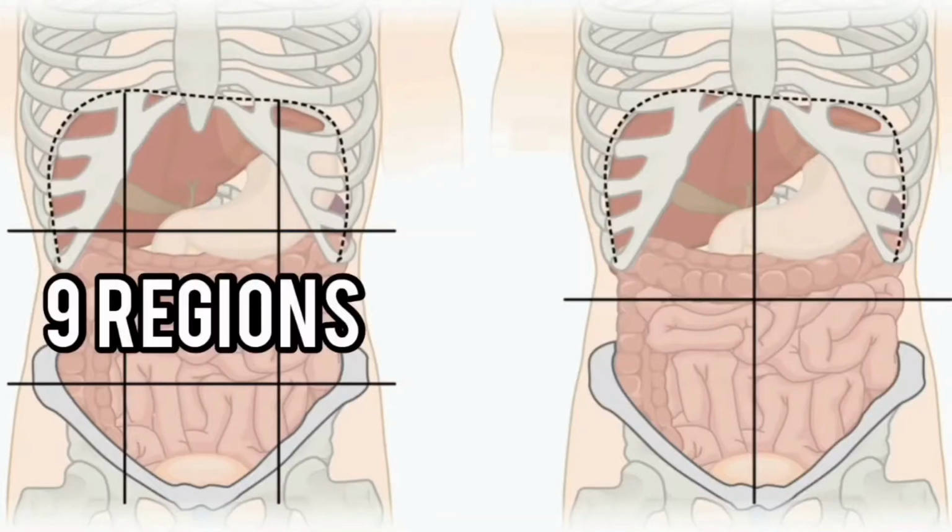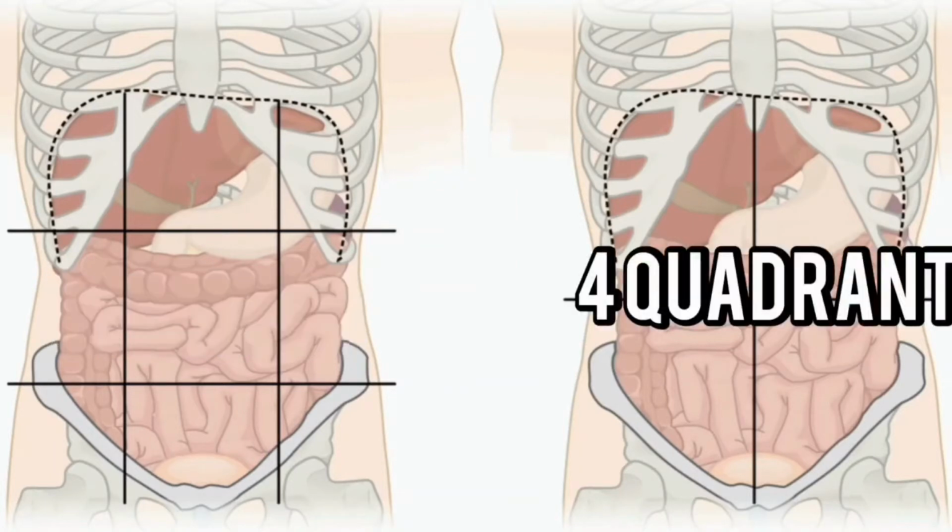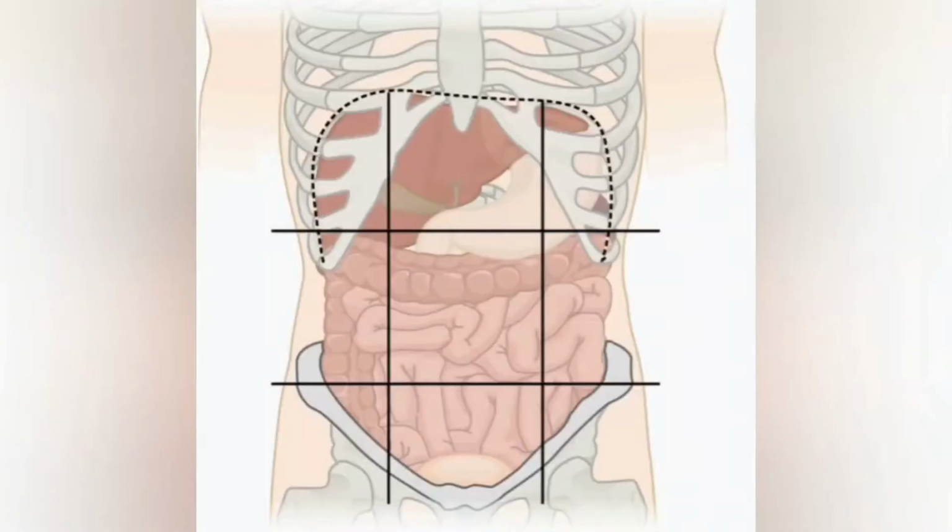I will explain about abdominopelvic regions. First, we have 9 regions and 4 quadrants. We have right hypochondriac, epigastric, left hypochondriac, right lumbar, umbilical, left lumbar, right iliac, hypogastric, and left iliac.